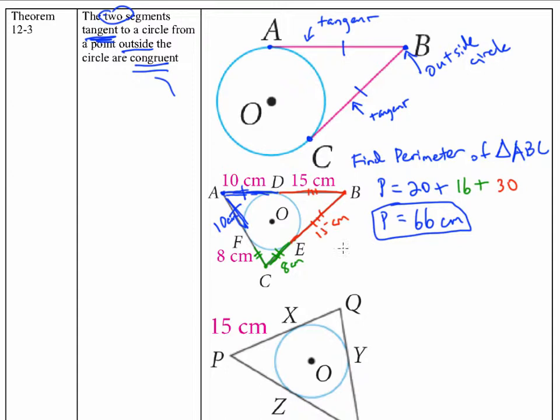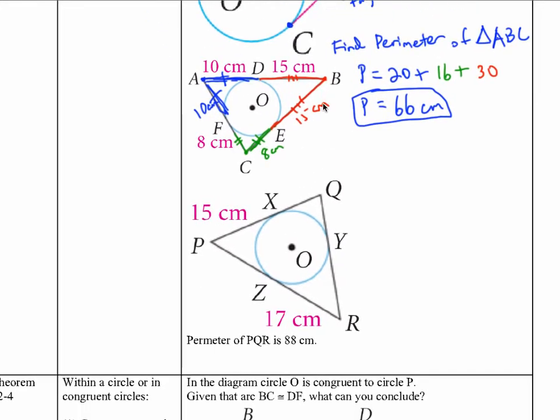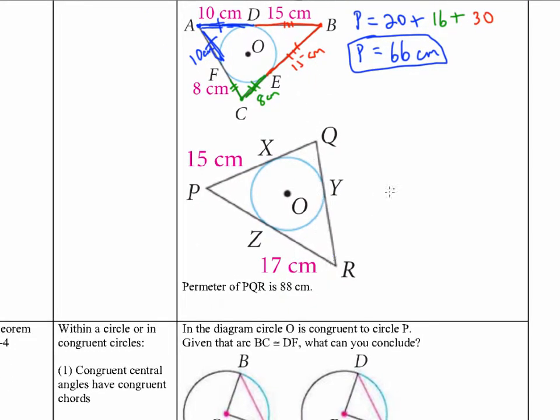Okay, let's try one more here. So this one is kind of a little more interesting. We want to fill in every single one of these missing pieces. This time it tells you the perimeter of PQR is 88. So we already know the perimeter is 88 centimeters.